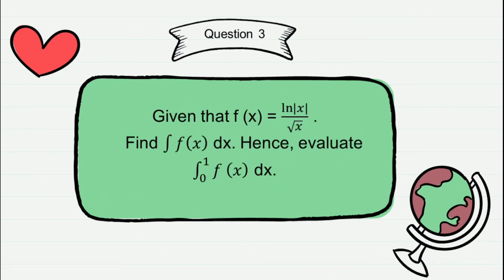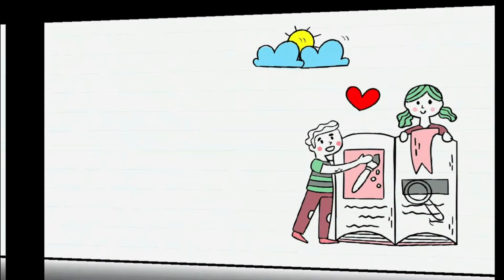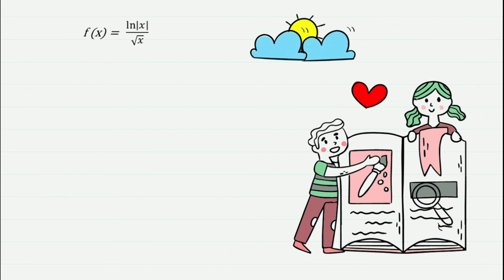Question 3. Given that the function f(x) is equal to ln x over square root x, find the integral of f(x) dx and evaluate the integral from 0 to 1 of f(x) dx. The question given is the function f(x) is ln x over square root x.